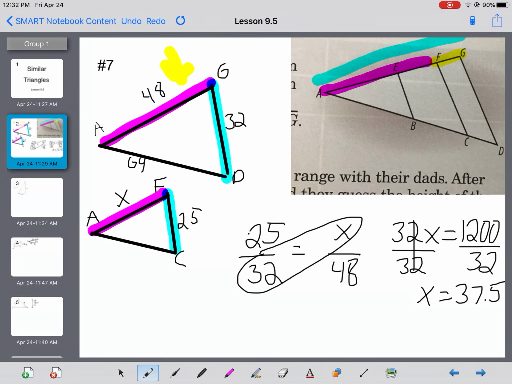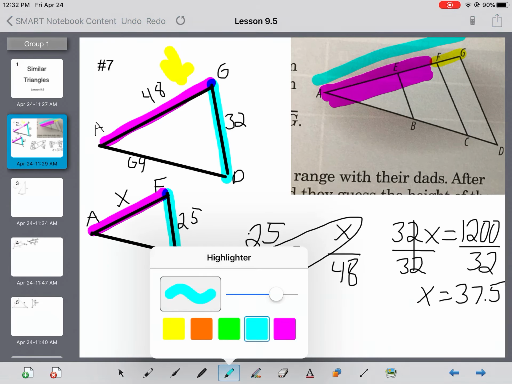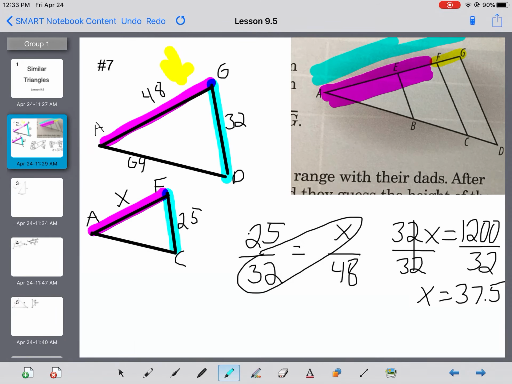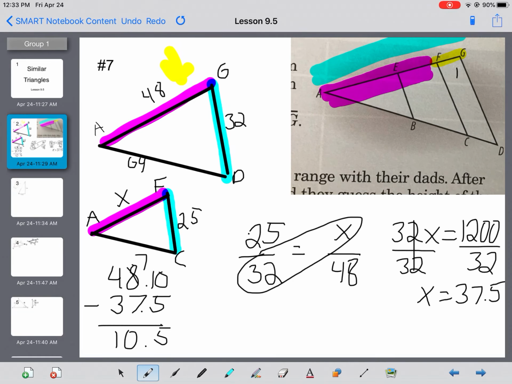Now I have to remember, what was the purpose of finding x? Well, over here, x is really this purple line in my diagram. So if I know that that is 37.5 and I know that my blue line is 48, I can subtract the purple from the blue. So I do 48, the whole entire A to G line, take away the A to F line, line up my decimals, and I get 10.5 for F to G right up here in the top corner.